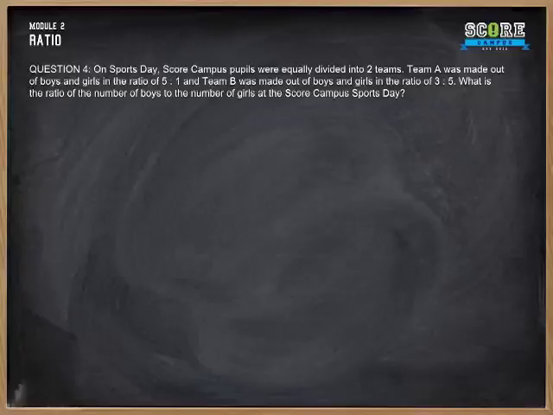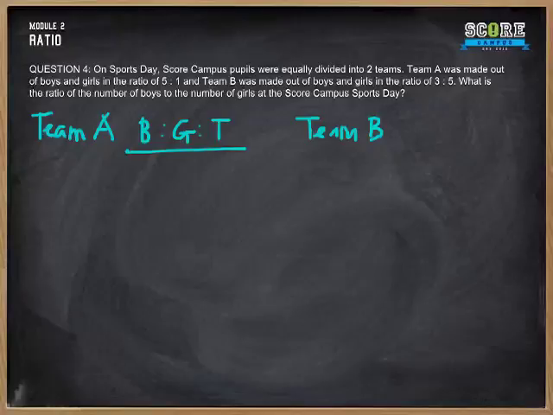Step 1. Since the pupils were equally divided into the 2 teams, this means that the total value of both ratios are the same. So let's write it out systematically like we always do. And that makes it very, very easy. Team A. Now B represents boys, G represents girls. So B is to G is to total, okay, which is T, which is for Team A is 5:1 is to 6. For Team B, B is to G is to T is 3:5 is to 8.